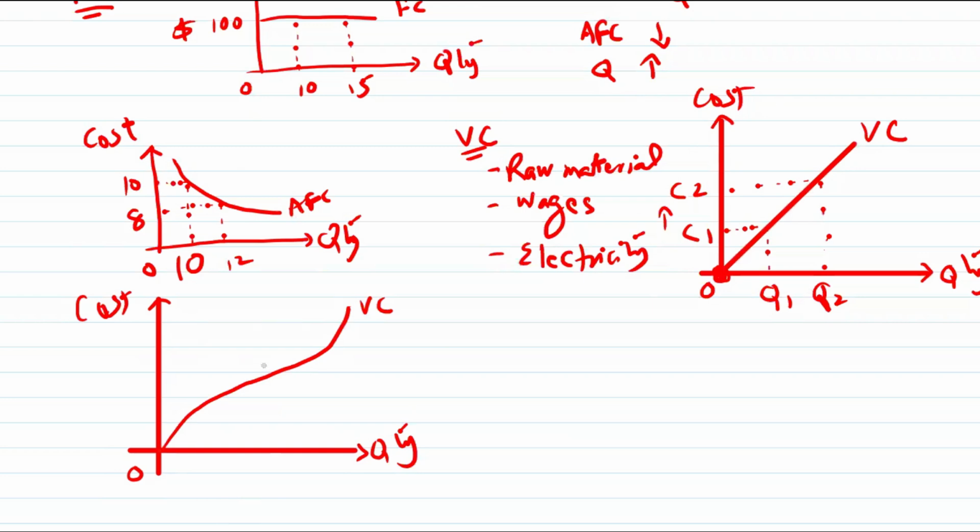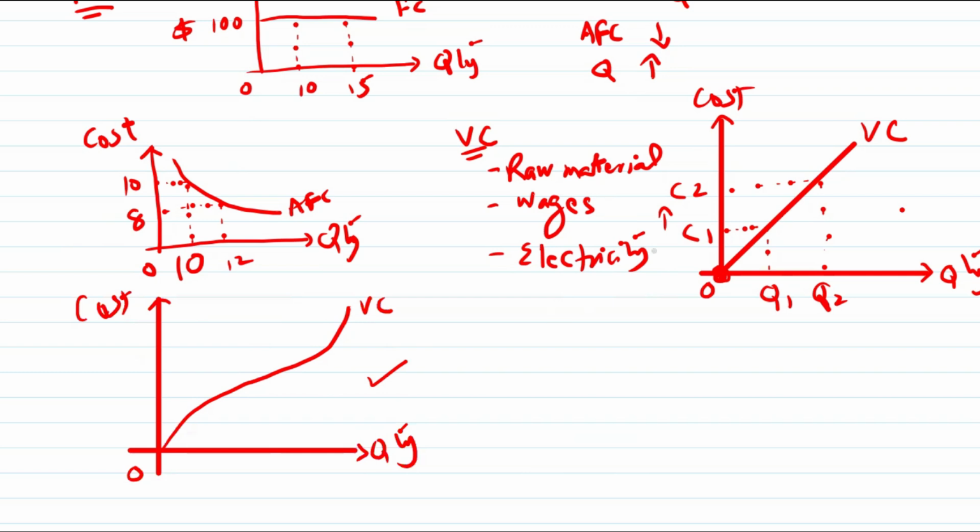So what is the reason for being curved? Keep in mind when the rate of increase in variable cost is constant, then variable cost curve will be a positively sloped straight line. But if the cost is increasing with different rates, then it will be curved, right? So variable cost is increasing, but the rate of increase is different at different levels of output.